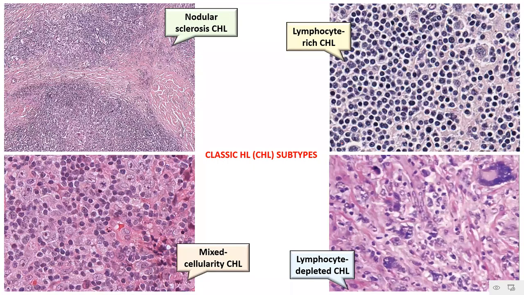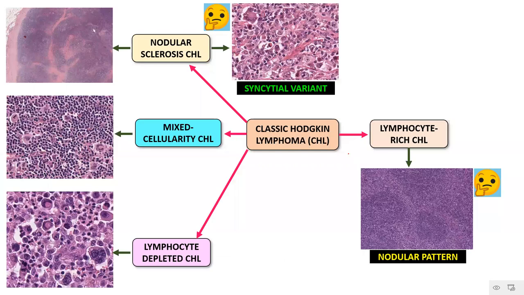So these are the four categories of Hodgkin lymphoma that we shall be talking about: nodular sclerosis, mixed cellularity, lymphocyte rich, and lymphocyte depleted variants of classic Hodgkin lymphoma. Now, let's finish this in a single snapshot. Which are the entities that we shall be focusing on mostly? If we talk of classic Hodgkin lymphoma, we have got the nodular sclerosis category.